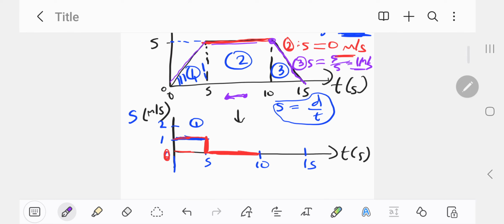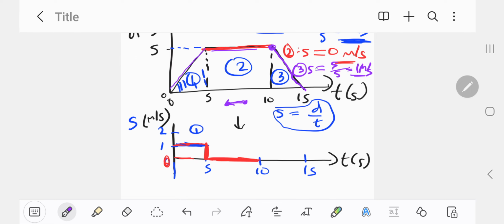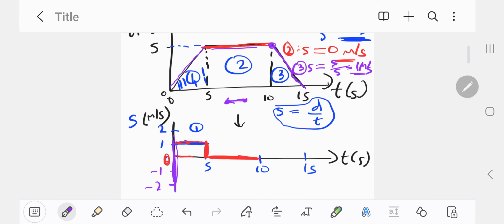So 1 meter per second. What happens is, because it's a negative gradient, okay, the line's going downwards, for a velocity-time graph, you typically get minus and plus on the y-axis. So you get minus 1, minus 2. Go in the opposite direction.